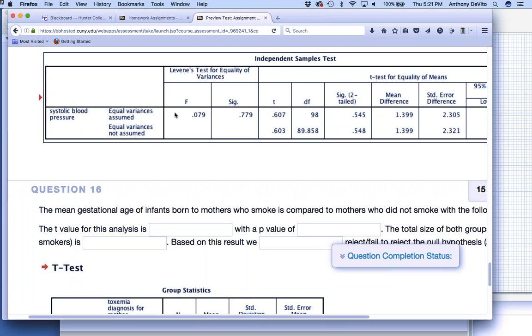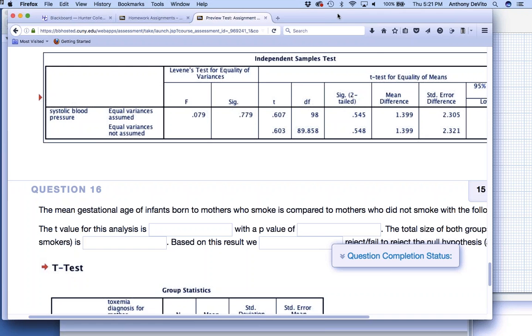But how big does that F score have to be? We don't have to worry about that because right next to it, it's got something called significance. That's the same thing as our p-value, or probability of being wrong if we reject them being equal. What's the probability of being wrong? It's almost 80% if we reject the null hypothesis. So that means we failed to reject the null hypothesis, so we should stick with the top line.